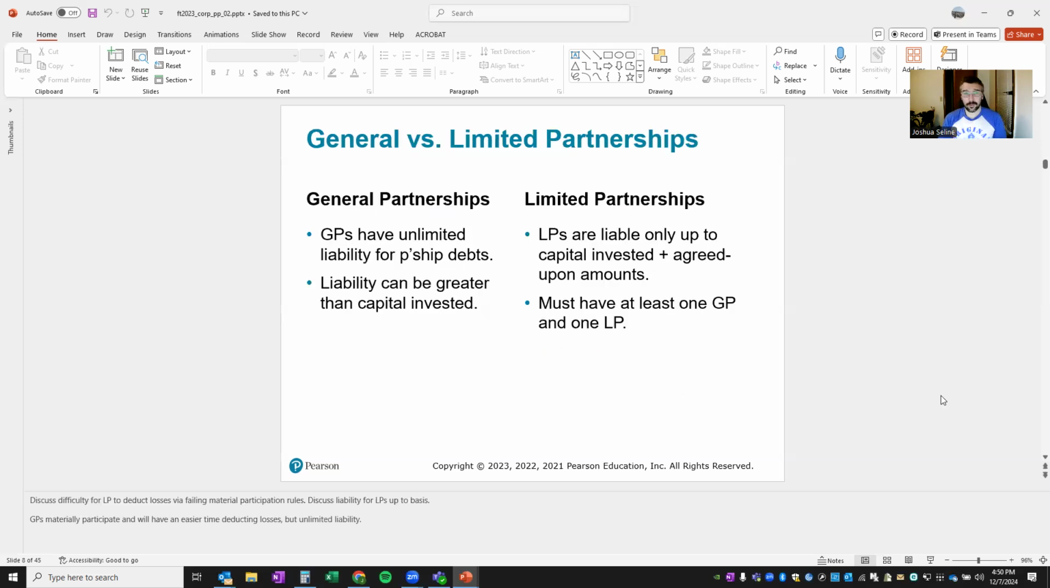And we've got two types of partnerships, general and limited. So general partnerships, general partners have unlimited liabilities for the partnership's debts, and the liability can be greater than the capital invested. They can come after you personally. Limited partnerships are liable only up to the capital invested plus the agreed upon amounts in the partnership agreement. And you've got to have at least one general partner, and then you can have a limited partner. But you need at least one general partner.